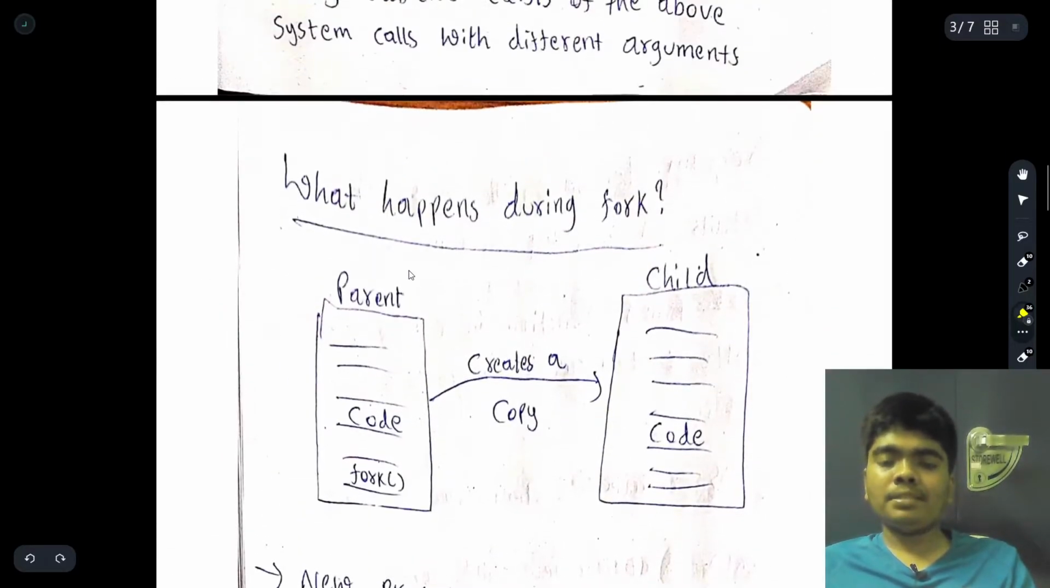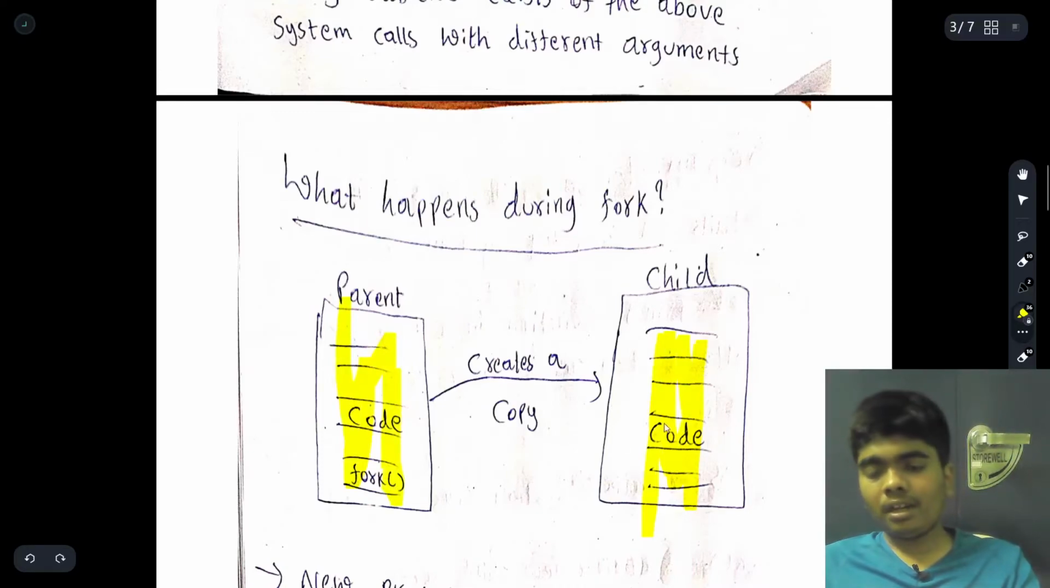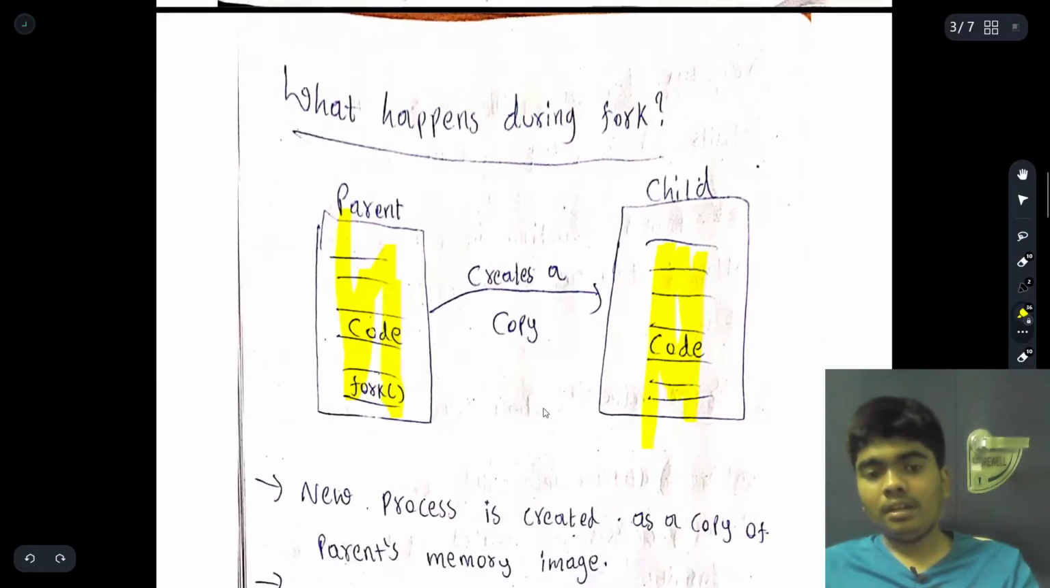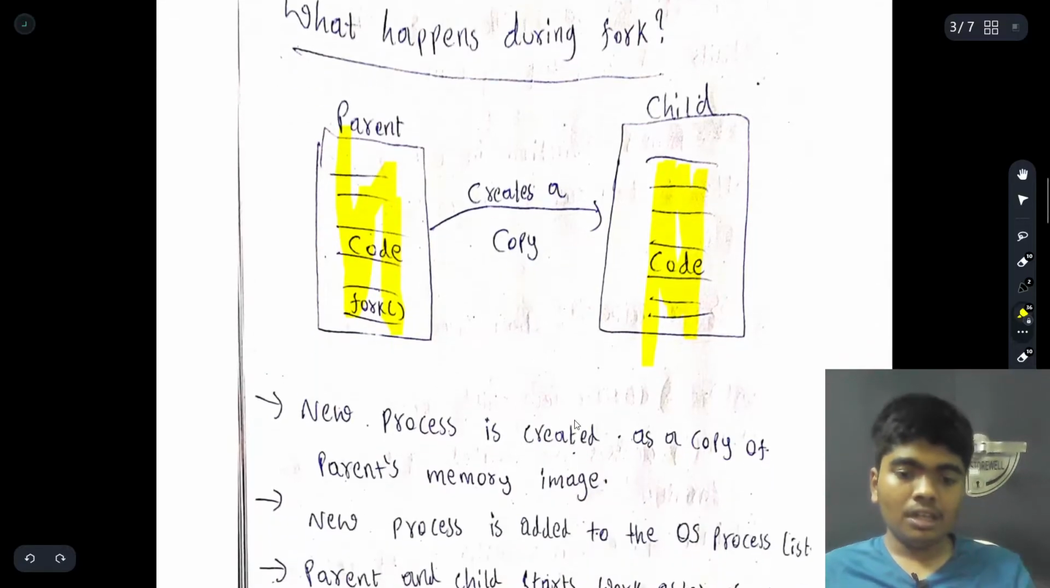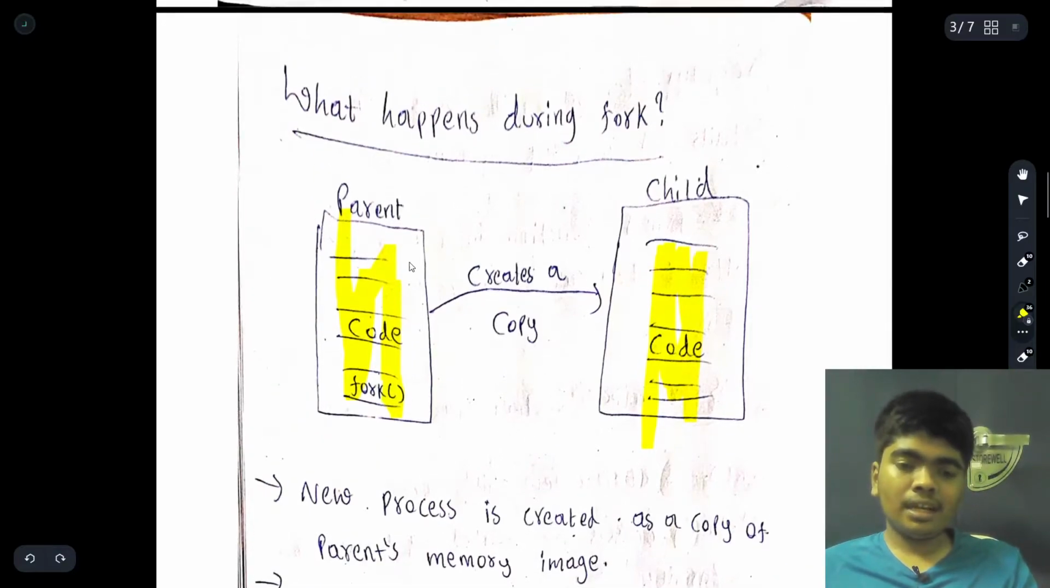So what happens during fork? During fork, the parent will have some particular code, and in that code it will have something like fork. Fork will just create a copy of that parent and name it a child. The child will also have the same code which the parent has. But the child may change the code, so we will discuss it one by one in the next system call. So a new process is created as a copy of the parent's memory image.